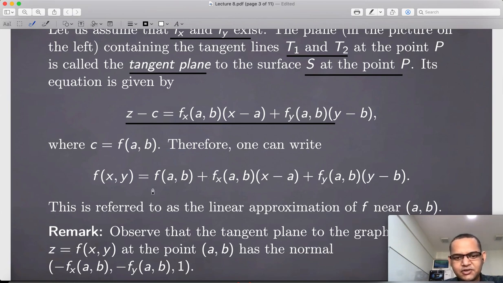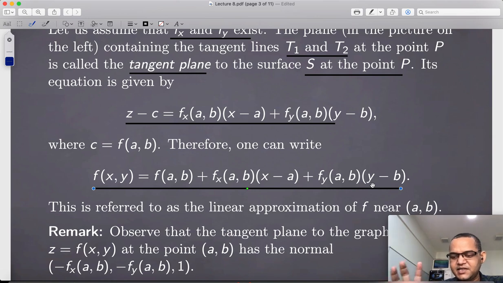Okay, so just look at this equation. What is it telling you? That no matter which f I started with, because this x minus a and y minus b are meant to be very small, correct? x and y both are approaching a and b. So in a small neighborhood of the point (a, b), f of x, y looks like this, and this is an equation which has a constant and the linear terms in x and y, correct?